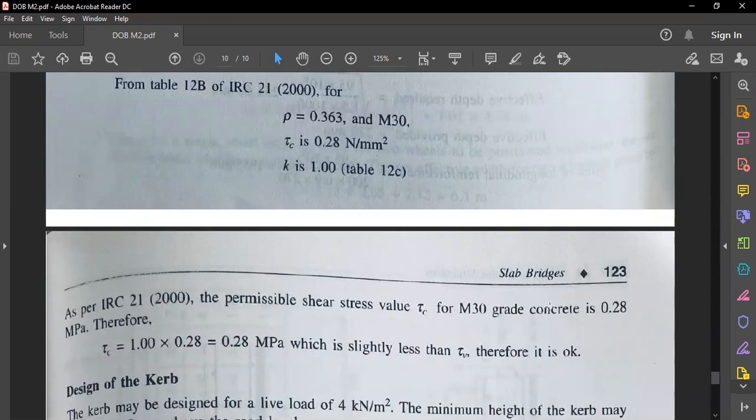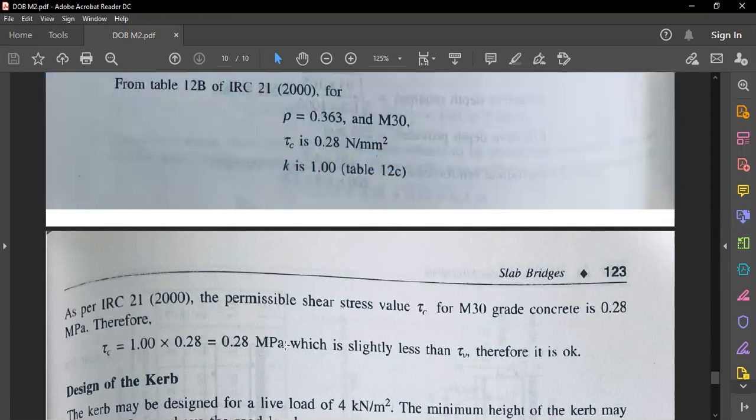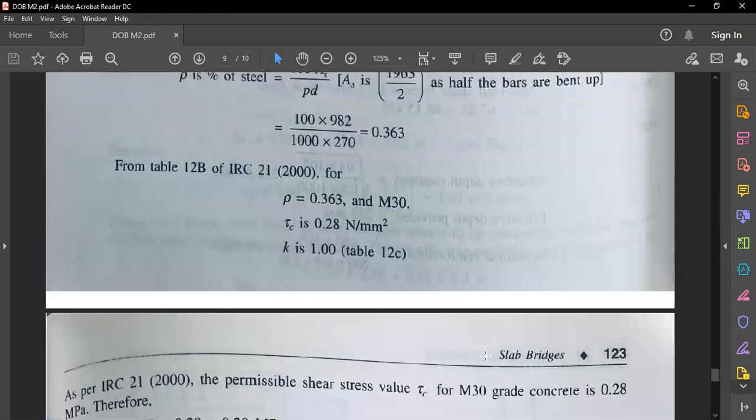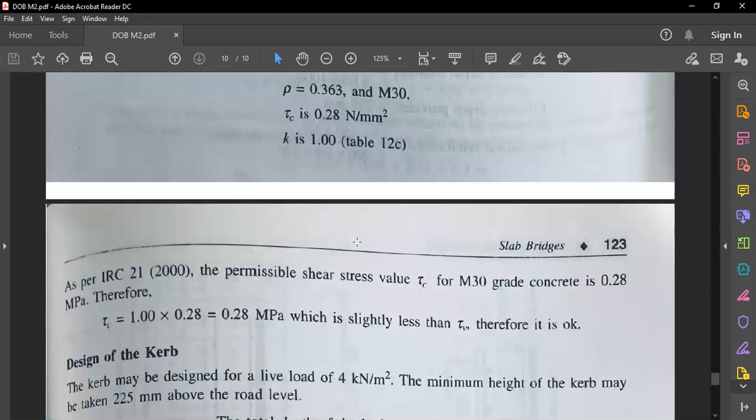Since the shear stress for M30 grade is 0.28, therefore K value from Table 12C, 1 into 0.28, which is slightly less than tau V. Therefore it is okay. Actually, tau V has to be lesser than tau C.